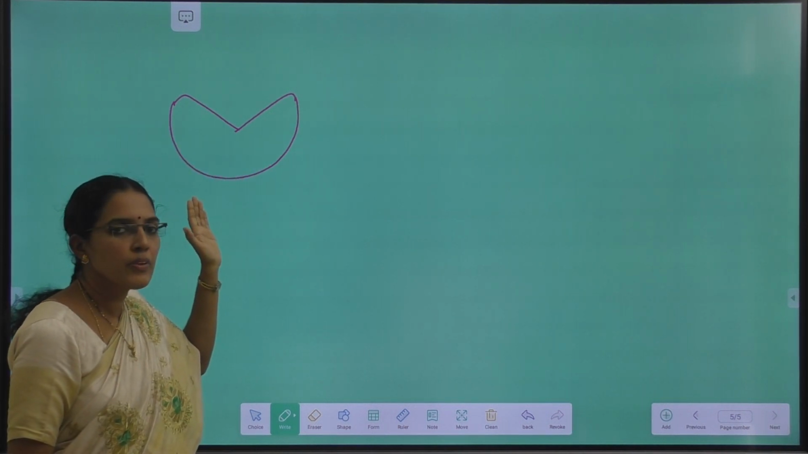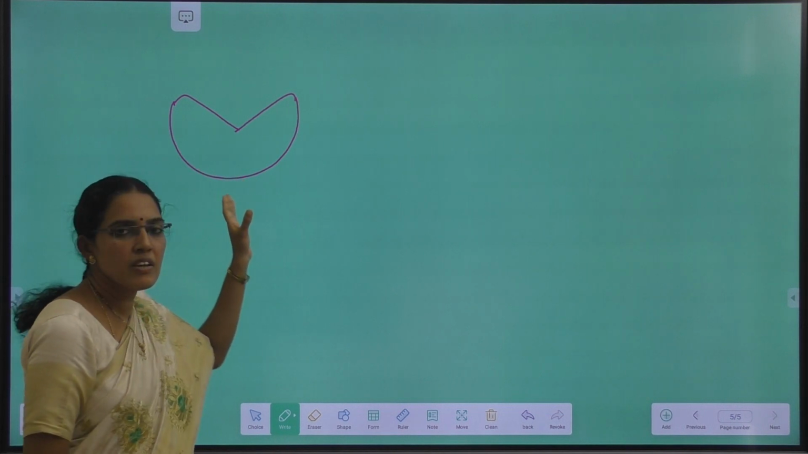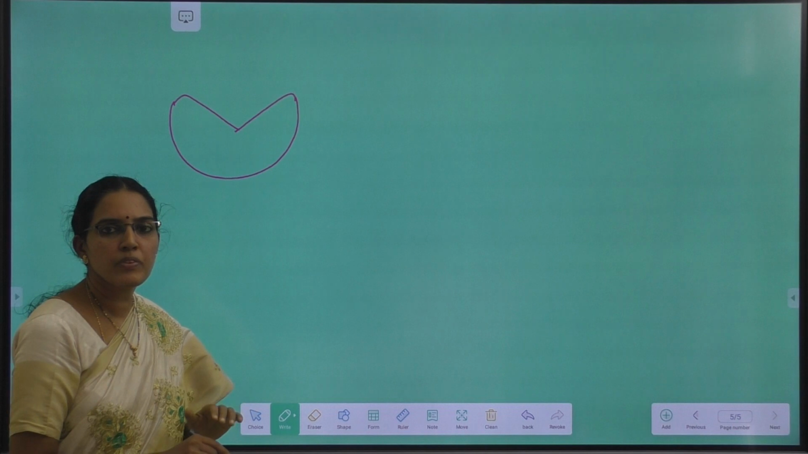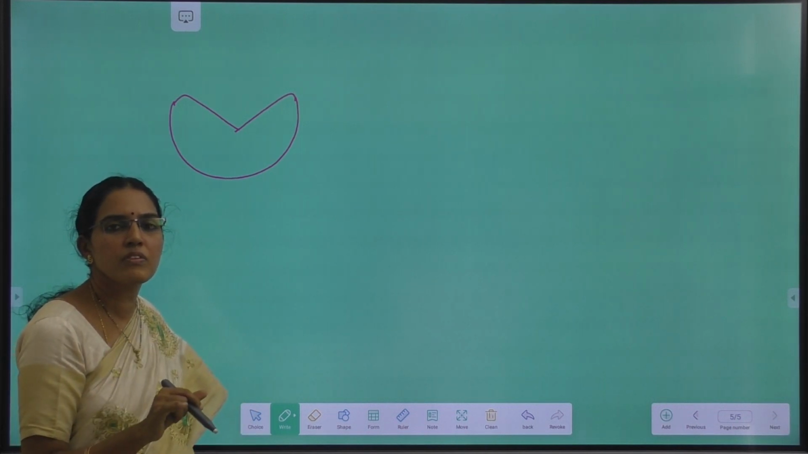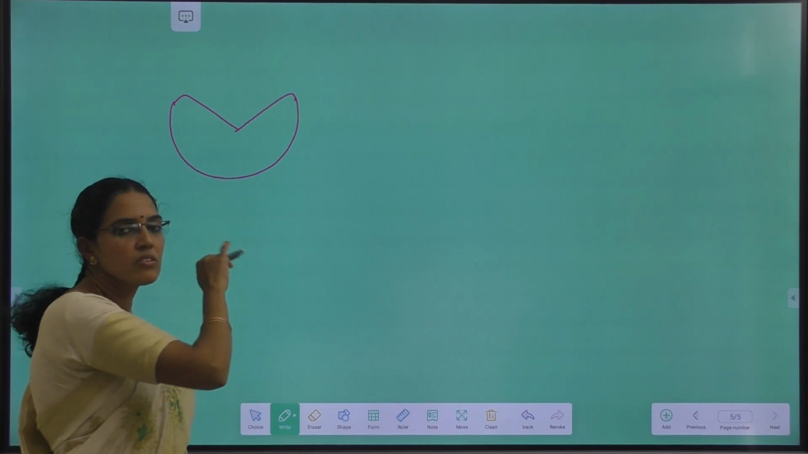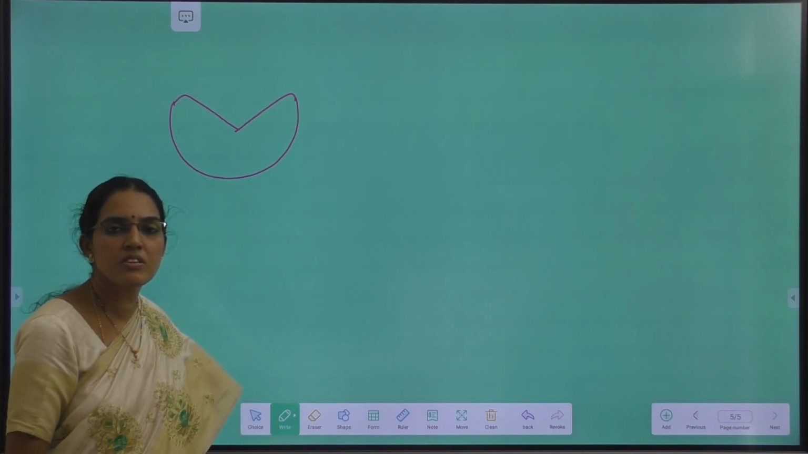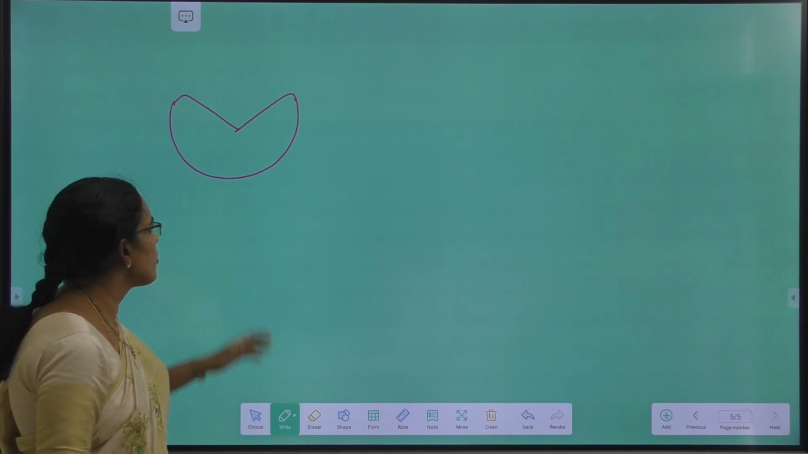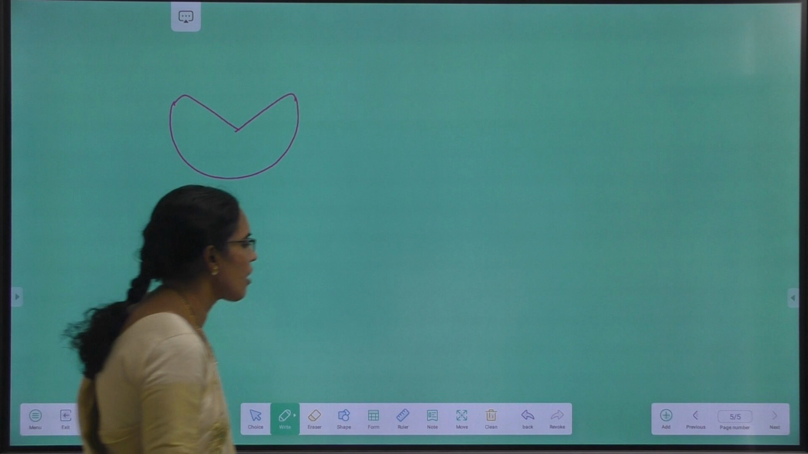First place the picture on a graph sheet. After that, trace out that picture. Then observe how many squares it is occupying. Okay, how many centimeter squares is it occupying? Then that is the area of this shape. Okay, for that what do we require? We require a graph sheet.